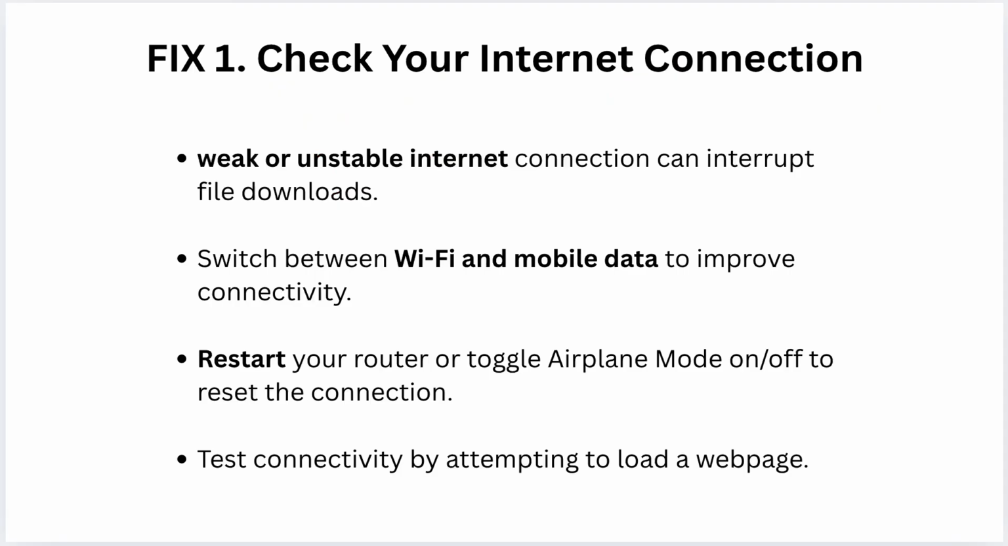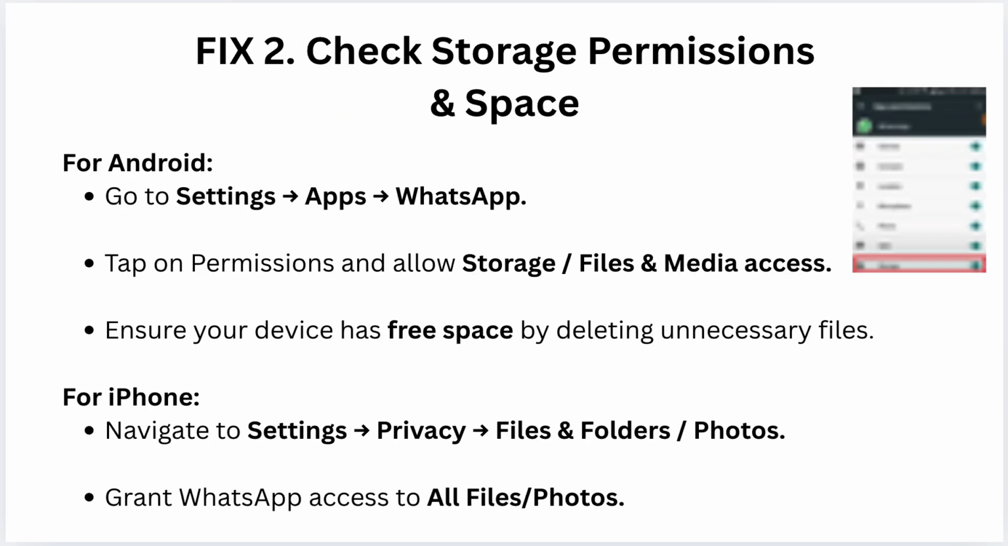So fix one is check your internet connection. Weak or unstable internet connection can interrupt file download. Switch between Wi-Fi and mobile data to improve connectivity. Restart your router or toggle airplane mode on and off to reset the connection. Test connectivity by attempting to load a web page.